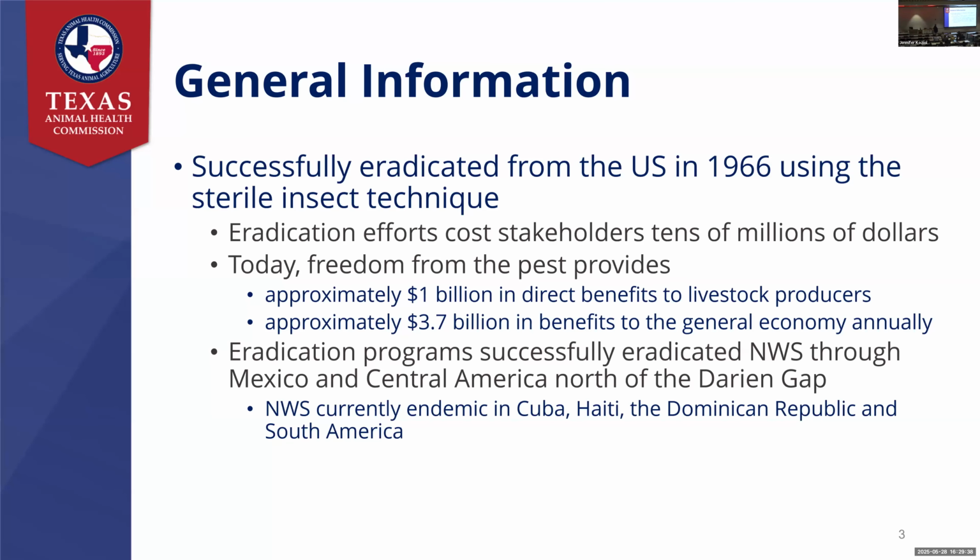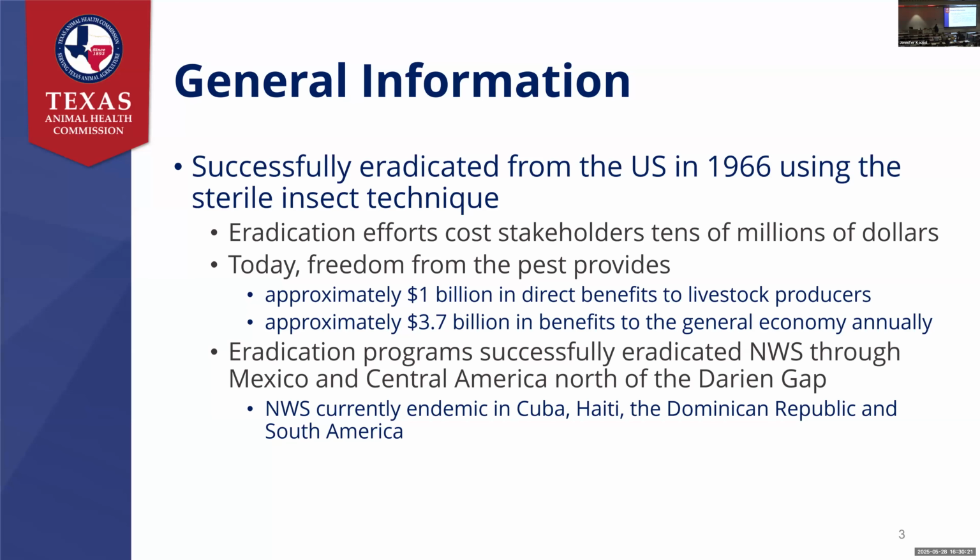So today, freedom from the pest provides approximately $1 billion in direct benefits to livestock producers, and approximately $3.7 billion in benefits to the general economy annually. We talked about eradication efforts pushing the New World Screwworm fly back down south through Mexico, which took over 20 or 25 years, and then back down to just north of the Darien Gap in Panama. It also talks about Cuba, Haiti, and the Dominican Republic, where New World Screwworms are endemic.